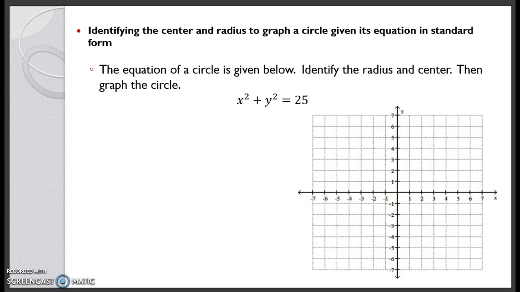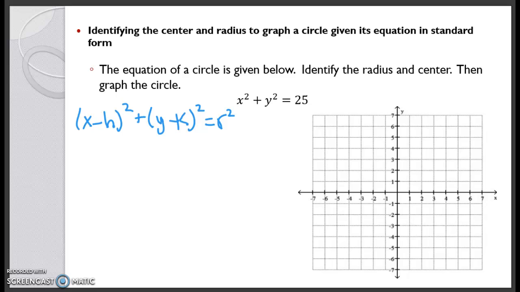Hey everyone! This video is going to go over the topic identifying the center and radius to graph a circle given its equation in standard form. So here we have an equation in standard form, and you may ask, wait, that's not a standard form. Isn't standard form x minus h squared plus y minus k squared equals r squared? Well, yeah, that is standard form.